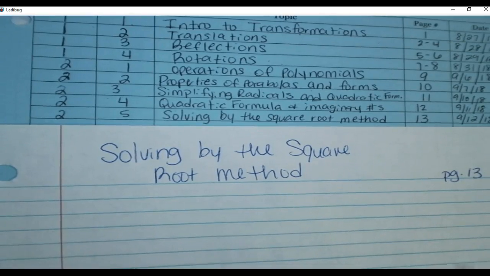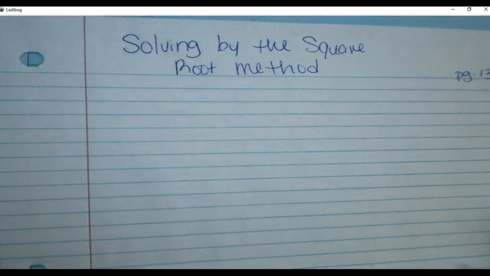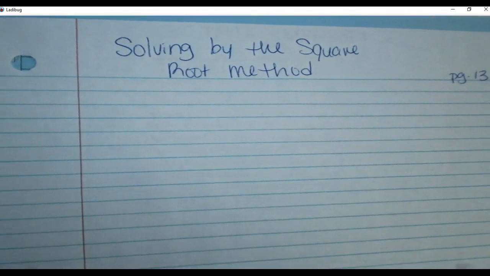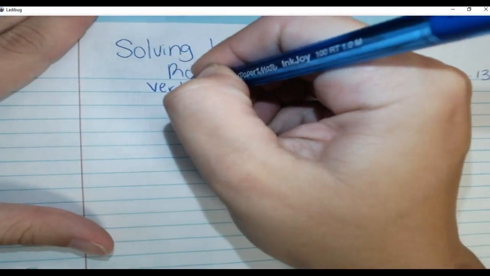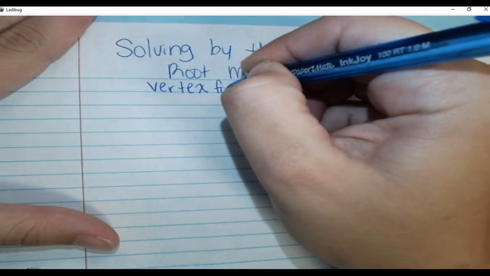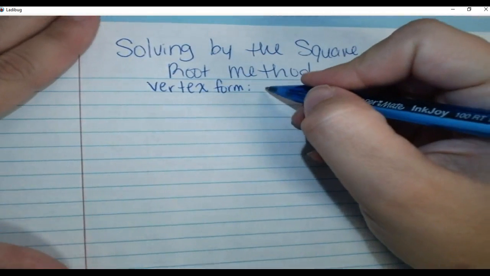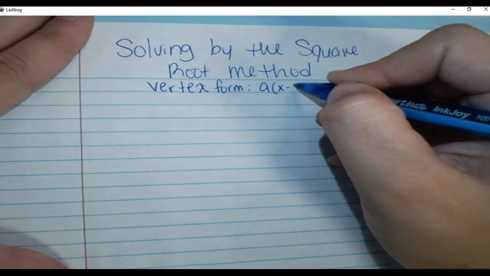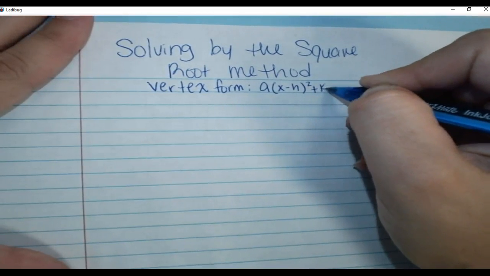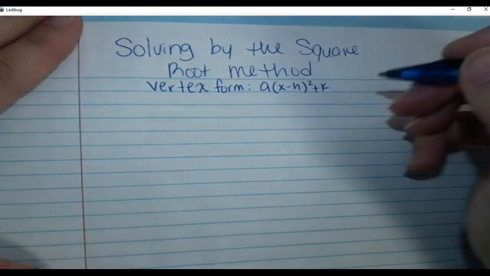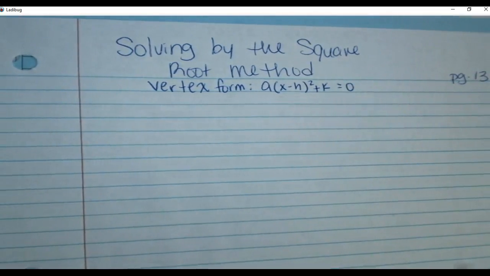So, solving by the square root method is what we're talking about today. Up until now we did the quadratic formula, and we wanted our equation to be in standard form. You use the square root method if you're in vertex form. Okay? So, remember, vertex form is a(x minus h) squared plus k, and then we've had it equal to y, but today it's going to equal a number, so we'll say equals 0.